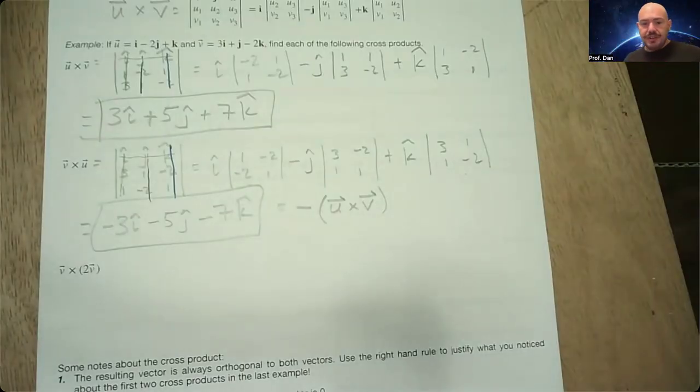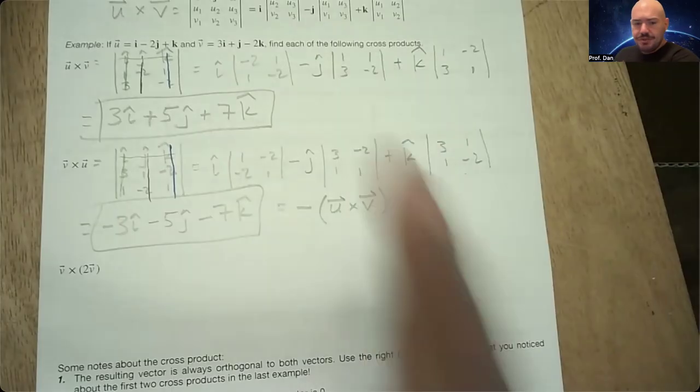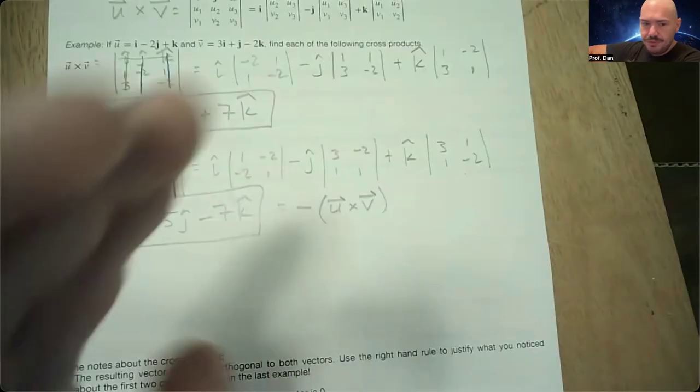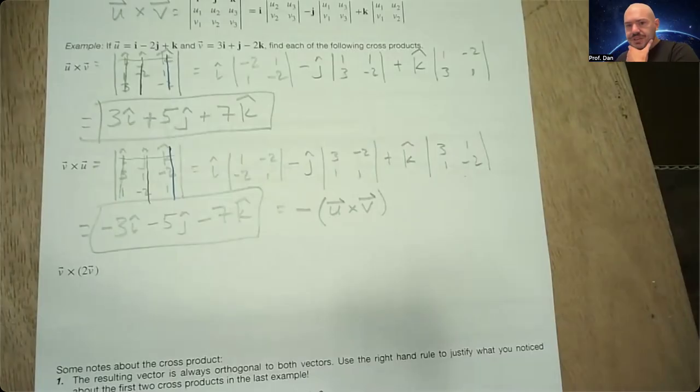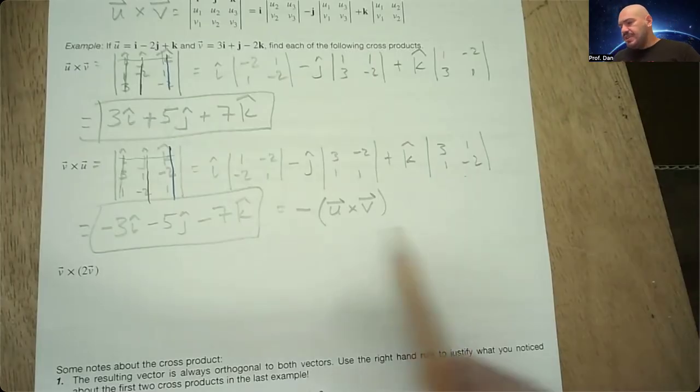And if you think about the right-hand rule, it says to use the right-hand rule to justify what you noticed, right? If you think about the right-hand rule, it just changes what direction I'm pushing, right? So if I did u cross v, I might go boom. But if I did v cross u, I might have to go boom. So I'd be pointing down at that point. So you notice if you start with one and then switch the order, your thumb will end up pointing in opposite directions because of that property.